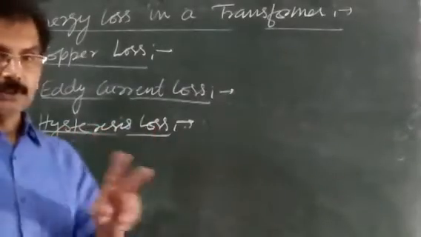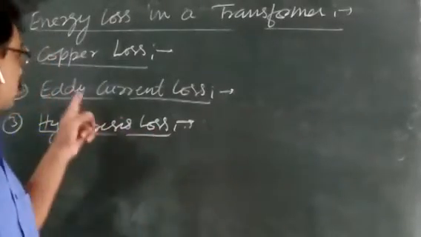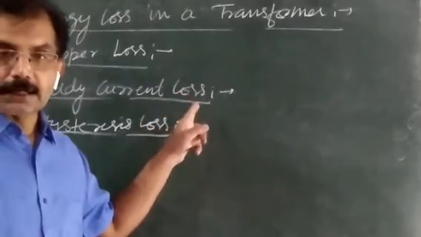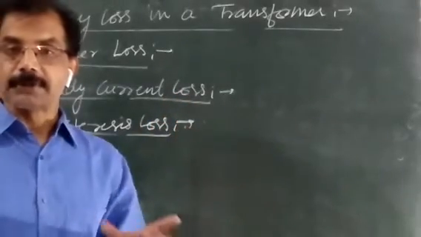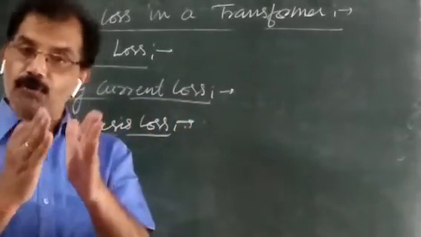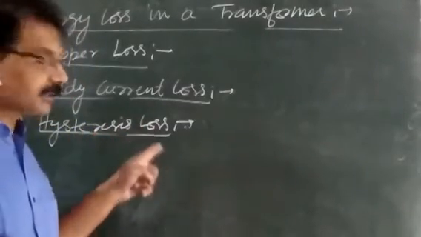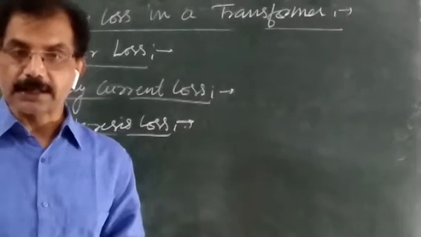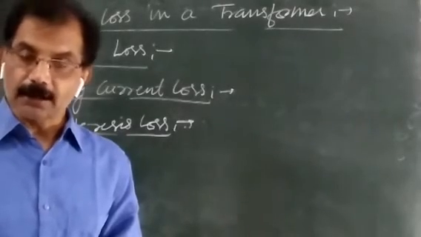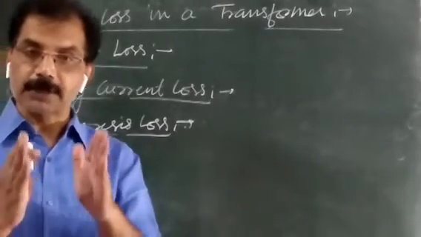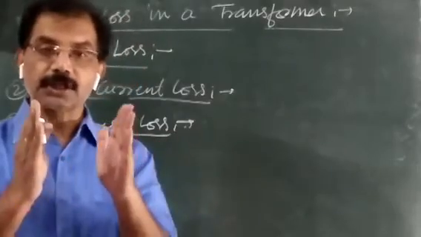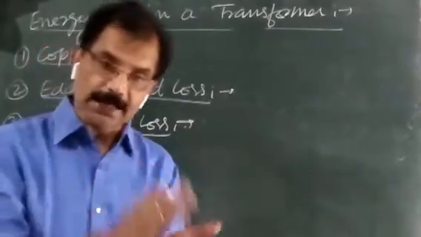Especially the hysteresis loss. So two losses can be minimized mainly here: eddy current loss is minimized by taking a laminated core of a transformer, and hysteresis loss is minimized by taking a magnetic material for the core, or the core should be made of that magnetic material whose hysteresis loop area is less.